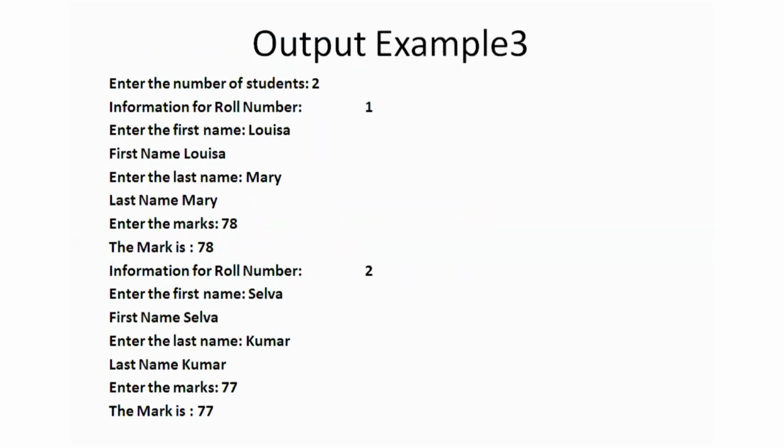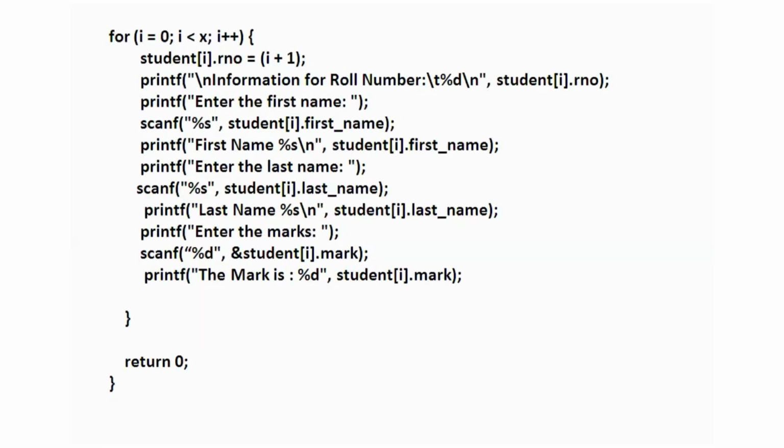In the output, here, enter the number of students: 2. The roll number is automatically displayed as i plus 1. The first name is Louisa, and immediately it is displayed, first name equal to Louisa. That is the way given here: first name %s, student[i].first_name.